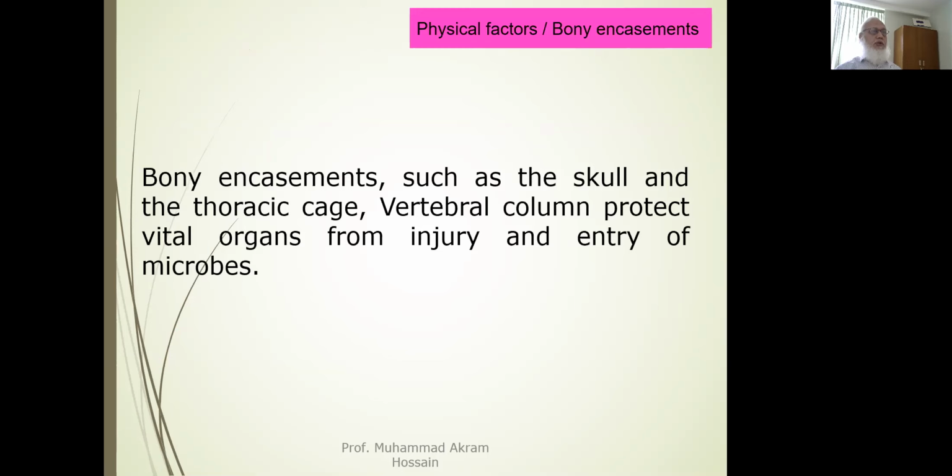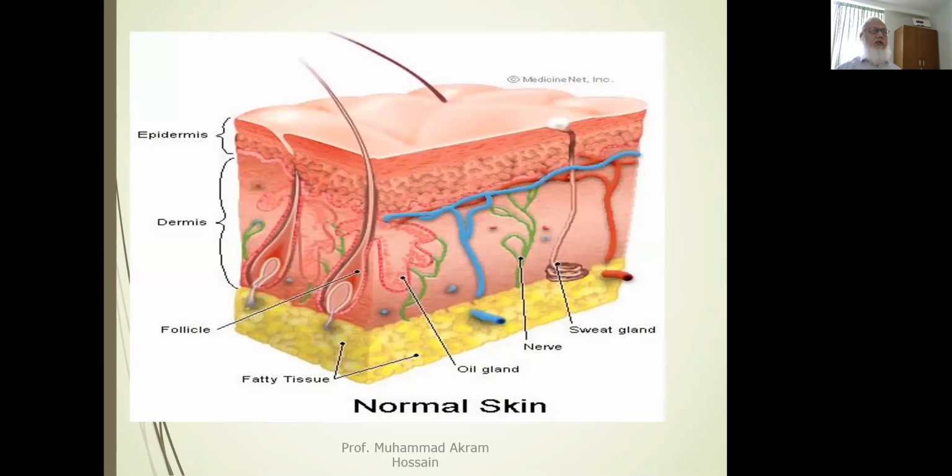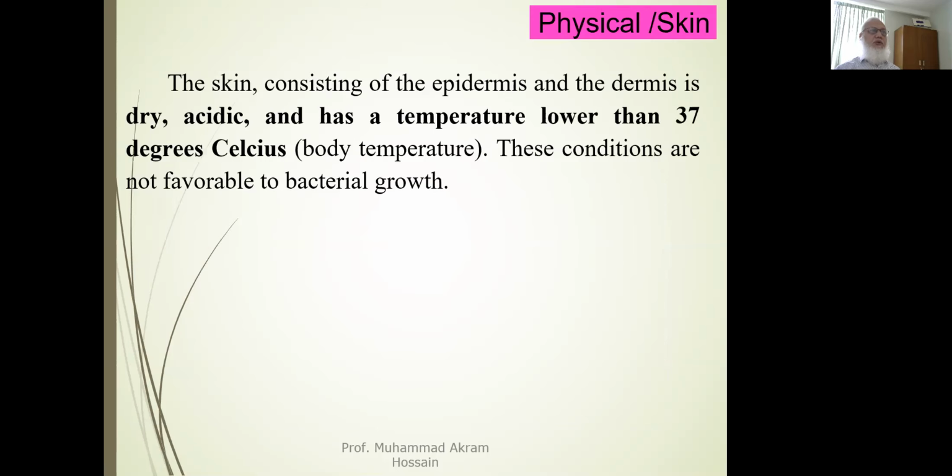As I said, bony encasements such as the skull, thoracic cage, and vertebral column protect the vital organs from injury and entry of microbes. Skin has a very definite structure consisting of epidermis, dermis, follicle, fatty tissue, sweat glands, many things. Skin components, we cannot differentiate. In the skin there is an innate immunity component as well as an acquired immunity component. The skin, consisting of epidermis and dermis, is dry, acidic, and has a temperature lower than 37 degrees centigrade. These conditions are not favorable to bacterial growth.